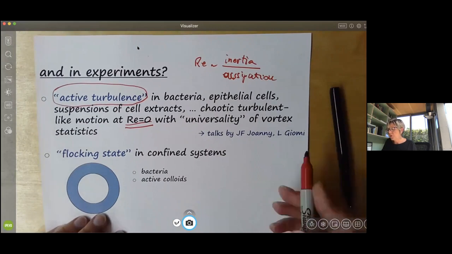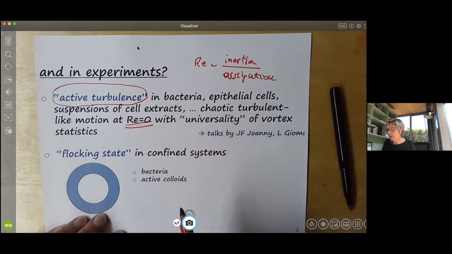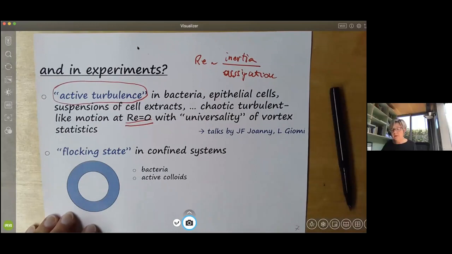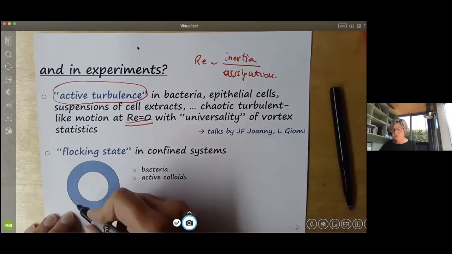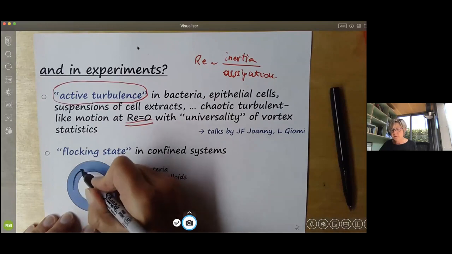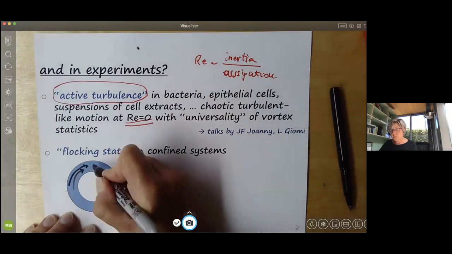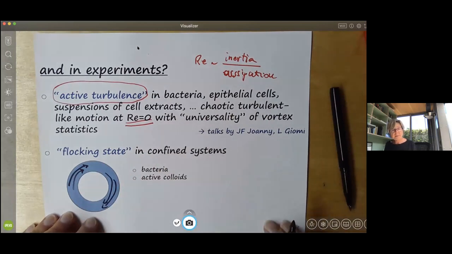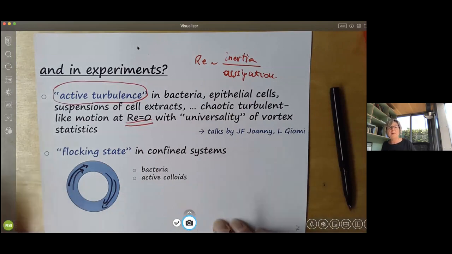And if you want to learn more about this, I refer to a couple of talks we had early on in the program by Jean-François Joanny and Luca Giomi. On the other hand, if you take the same bacterial suspension and confine it, say, to a ring, then you will indeed see the flocking state. It is coherent motion, which in this case will be going around the ring in some coherent way. And this has been seen in bacteria indeed, but also in synthetic microswimmers that we call active colloids, in fact various types of them.